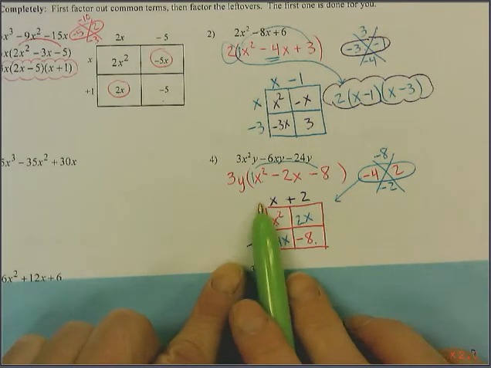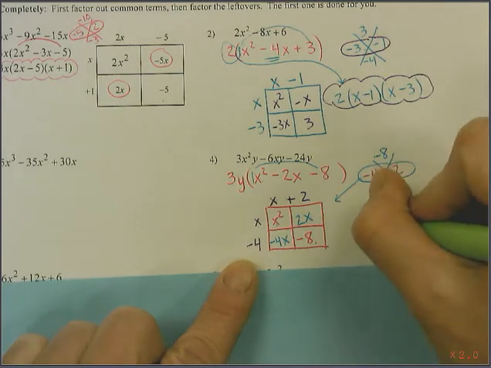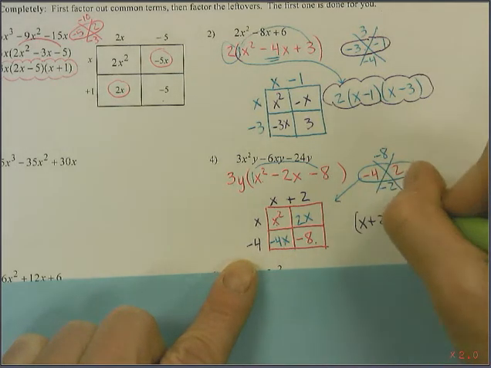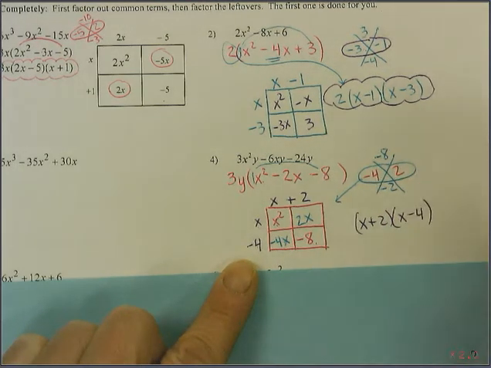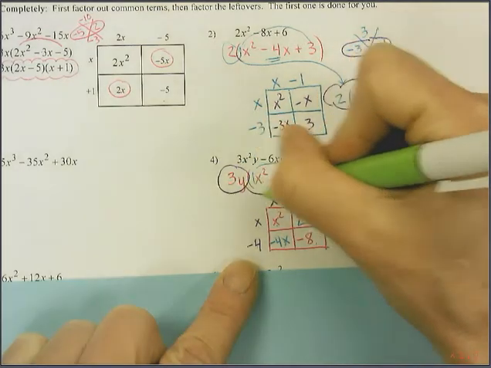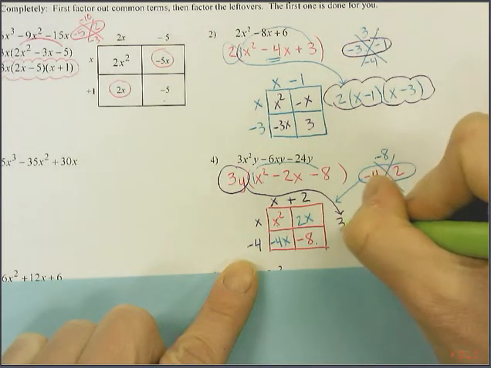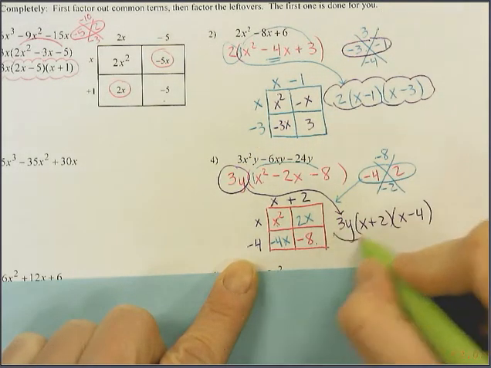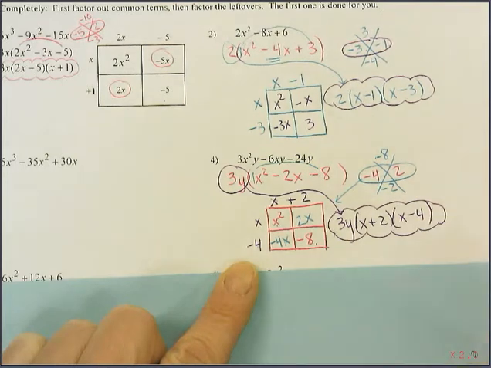So now I have my outside dimensions, x plus 2, x minus 4. Those are the two factors. And the original GCF factor, bring that down, 3y in front. That's your final answer.